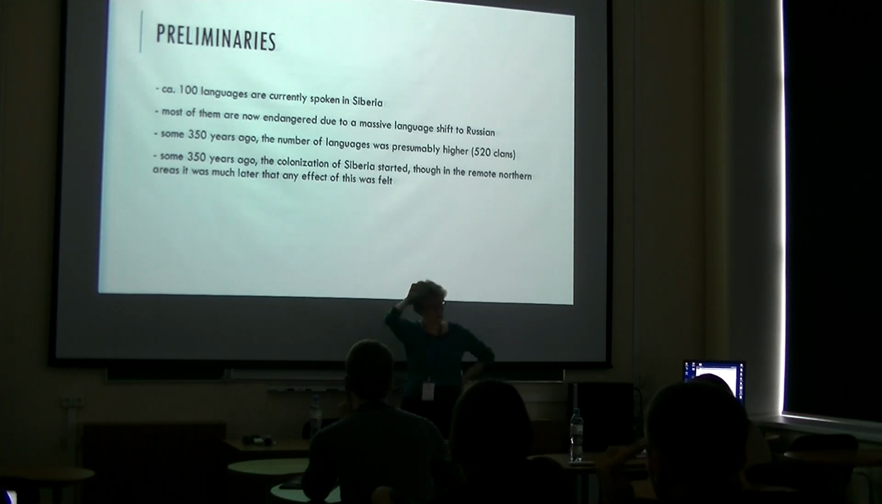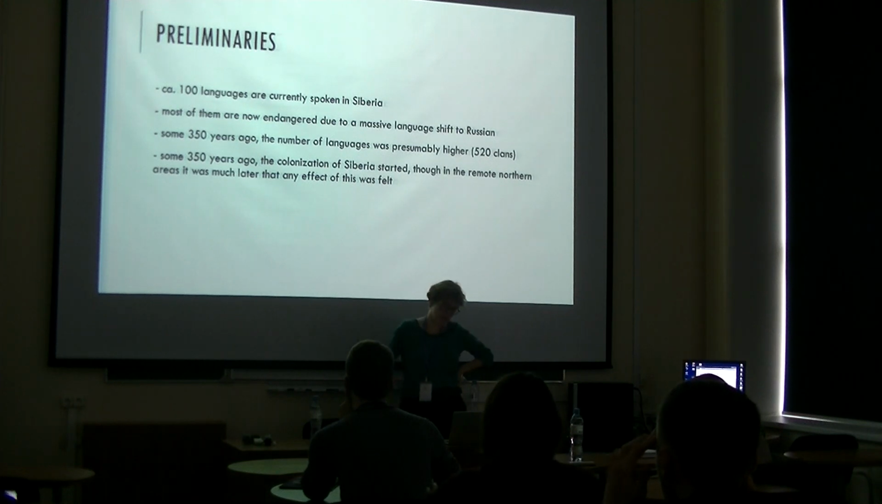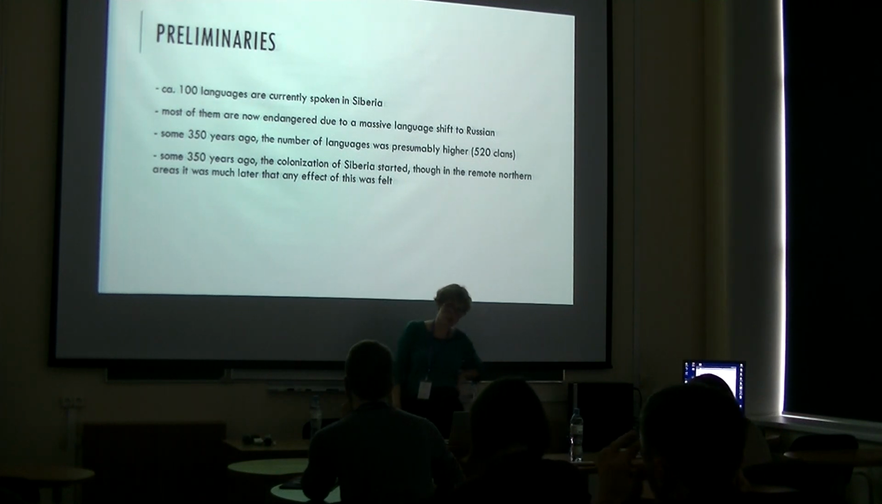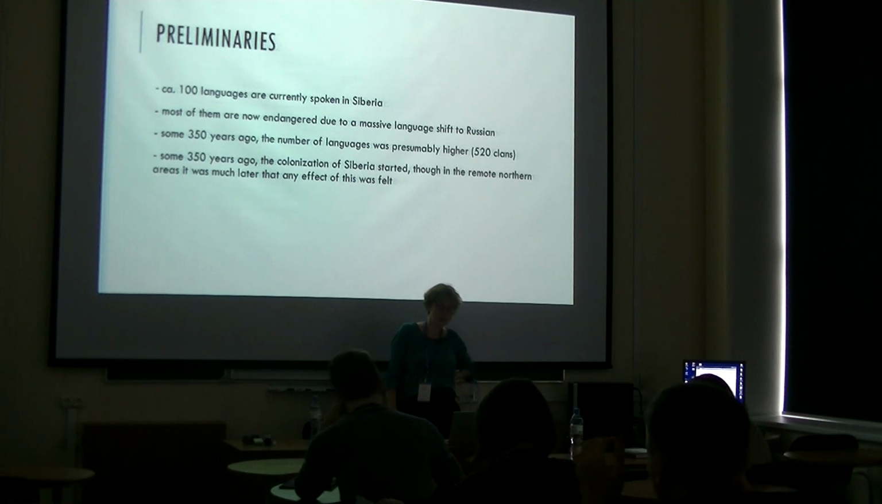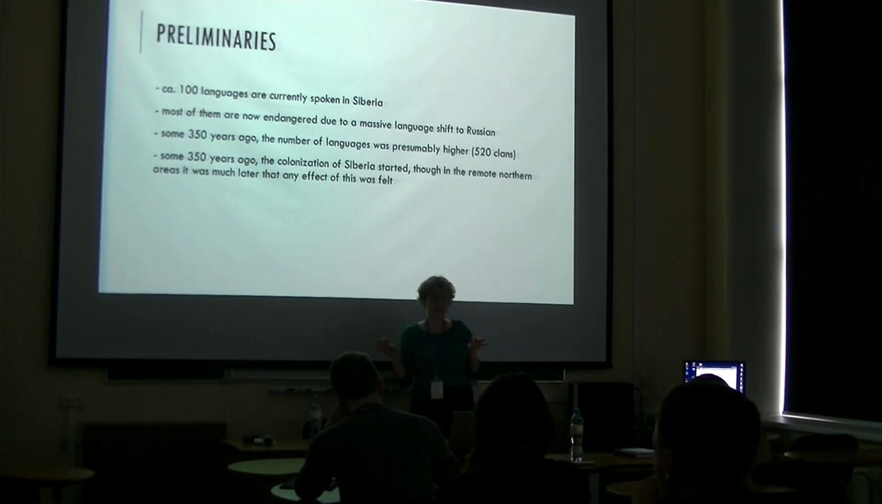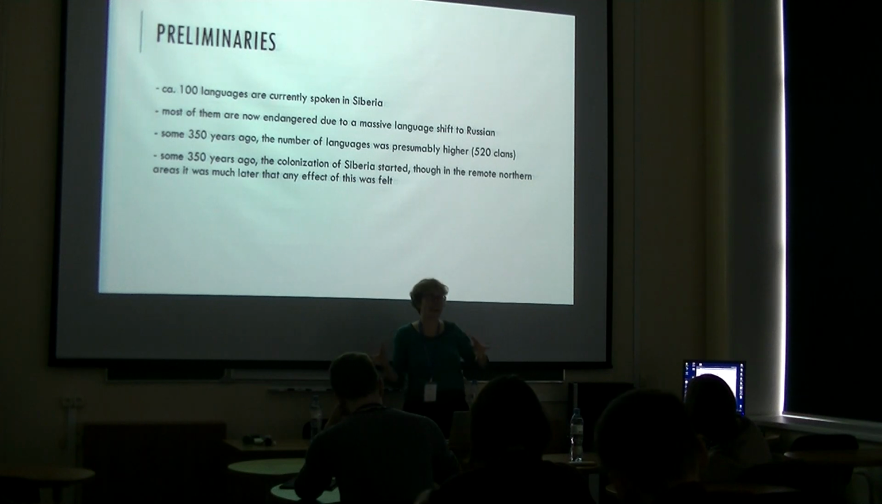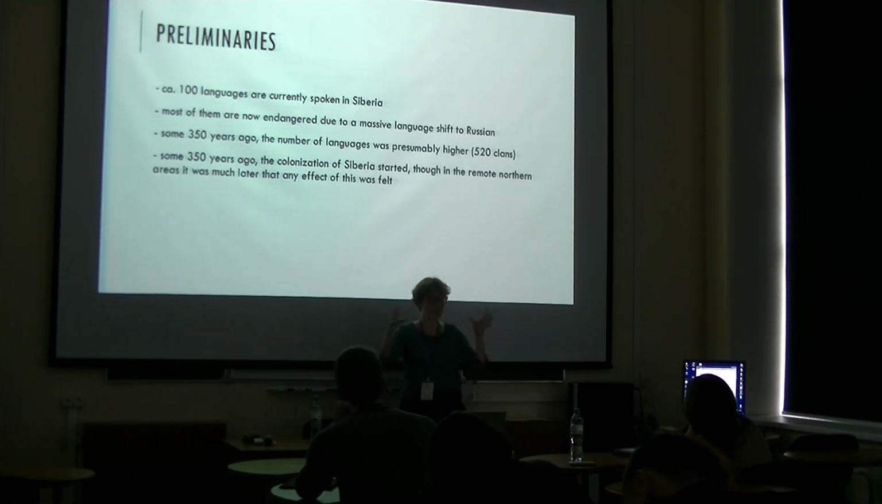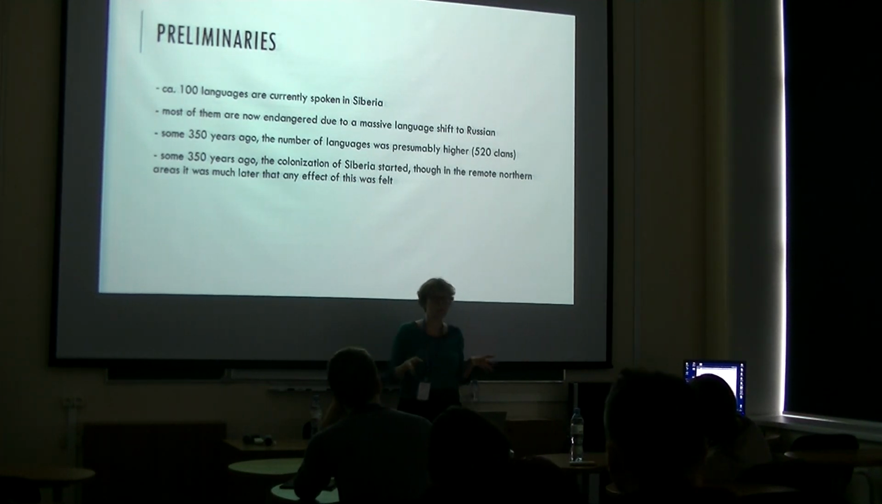Some 350 years ago, when the colonization of northern Siberia started, the number of languages was presumably much higher. If we speak about the whole of Siberia, we know for sure that there were at least 520 clans, and usually you would suspect about, I don't know, 3 clans per language, with some places where each clan would speak their own language, and some places where 6 or 7 clans could speak the same language.